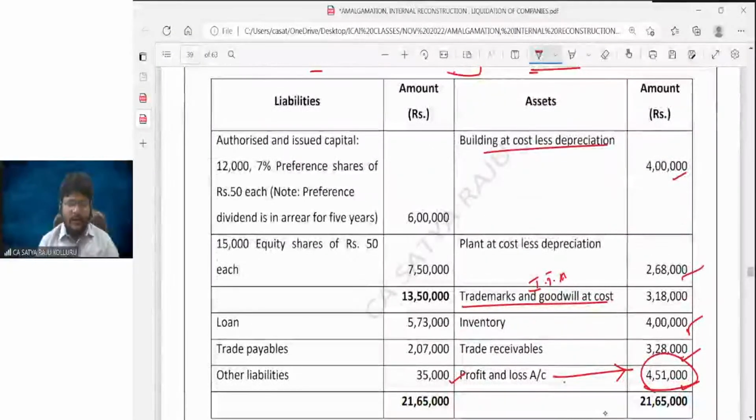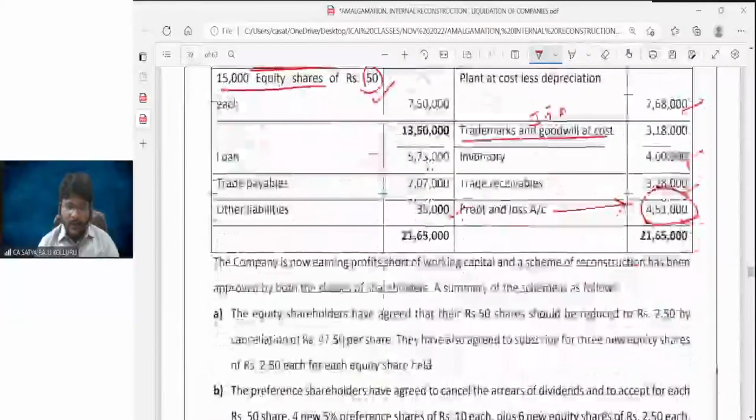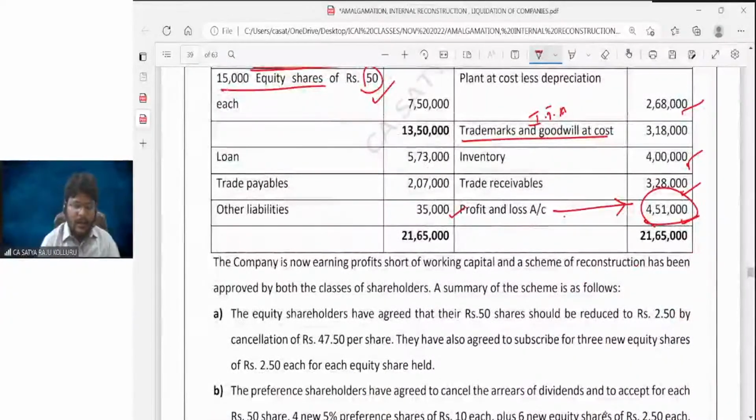Next, come here: authorized share capital. So 7% preference shares of 50 rupees each. Note: preference dividend is in arrears for 5 years. Okay, let us see things related to preference dividend, whether it was settled or whether the arrears of preference dividend were sacrificed by the preference shareholders. We will see in the additional information. 15,000 equity shares of rupees 50 each. If you observe, preference shares face value is 50, equity share face value also 50. Next, loan given, trade payable, other liabilities.